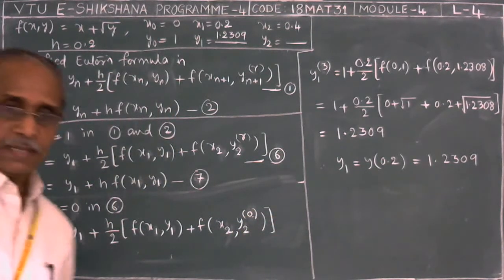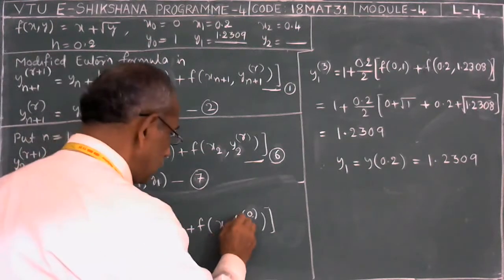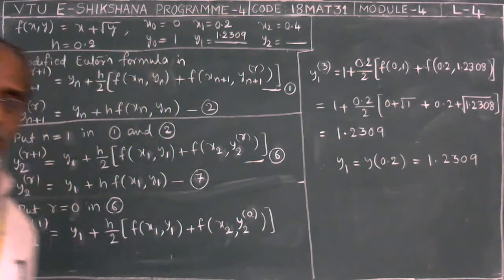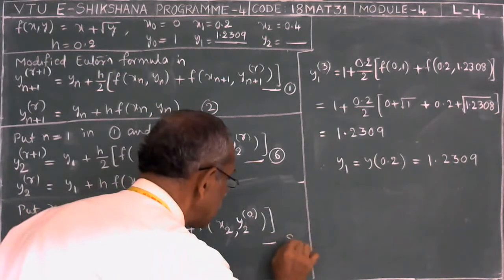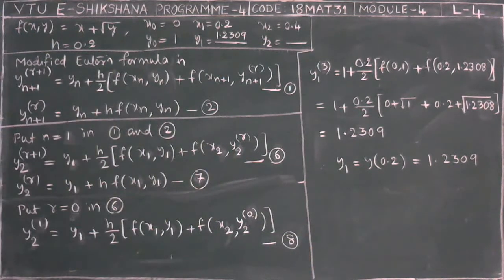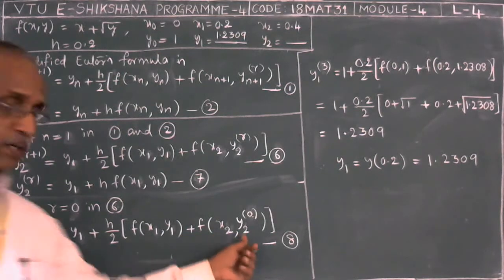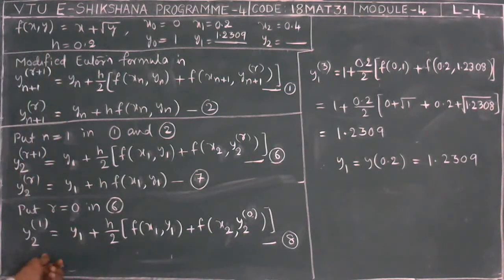Okay, I think it's fine. (x2, y2 0). Call this equation number 8. Now, I need to substitute for y2 0 in A and compute y2 1, the first iteration.